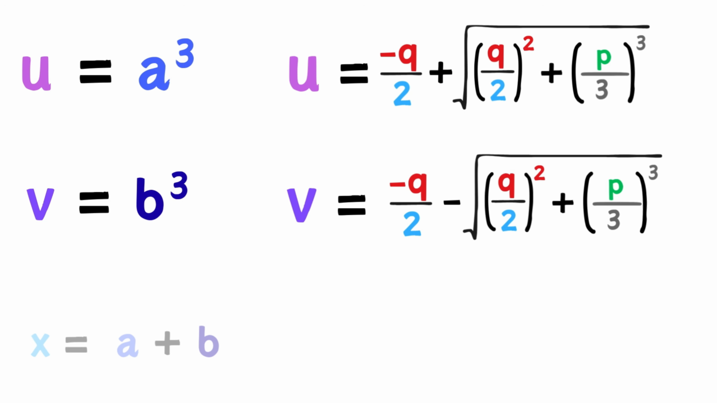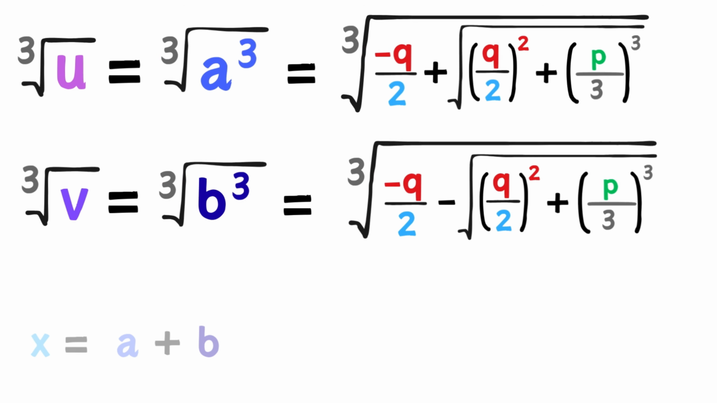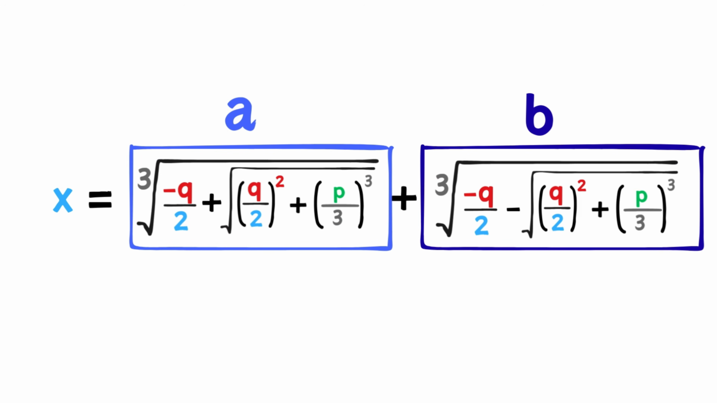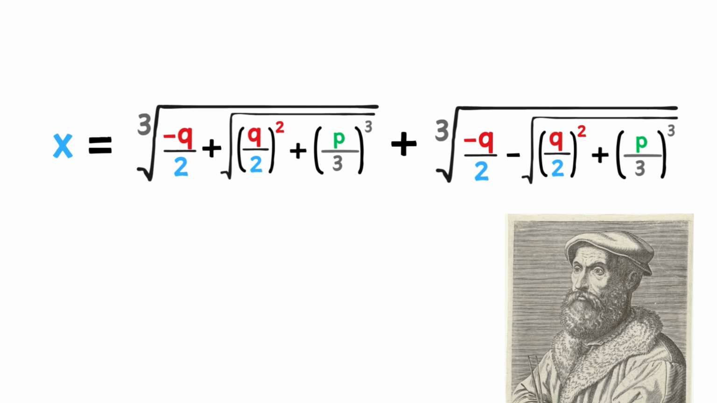Now that we know u and v, we can find a and b. And now that we know a and b, we can solve for x. All of that combines to form this monstrous equation. And that is how Tartaglia dismantled the cubic.